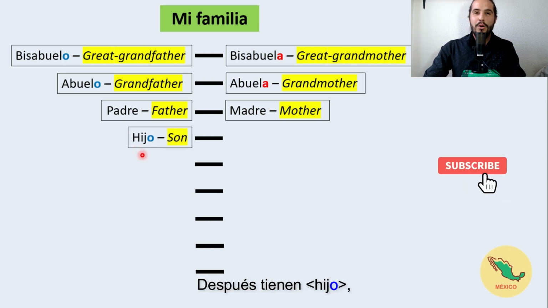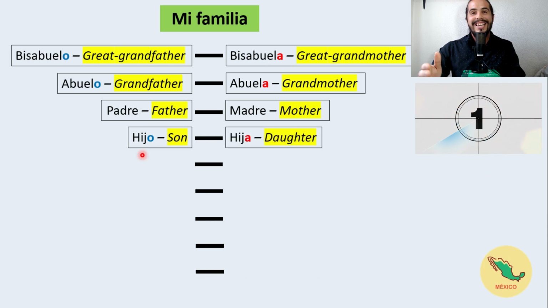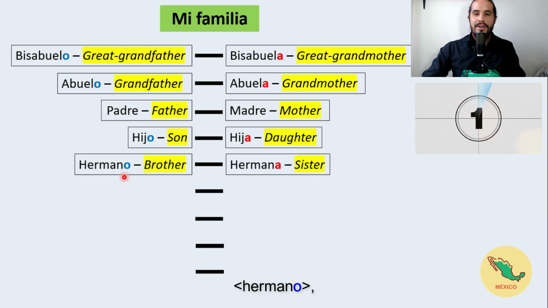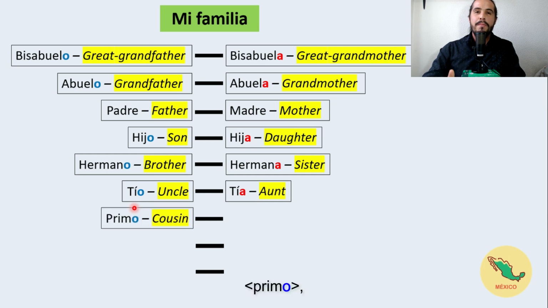Then you have hijo. And hija. Hermano. Hermana. Tío. Tía. Primo. Prima.